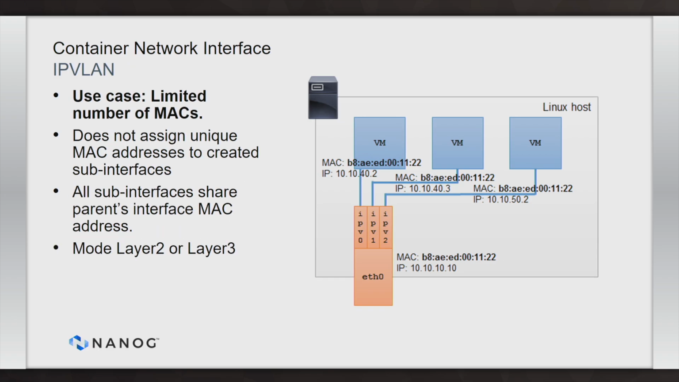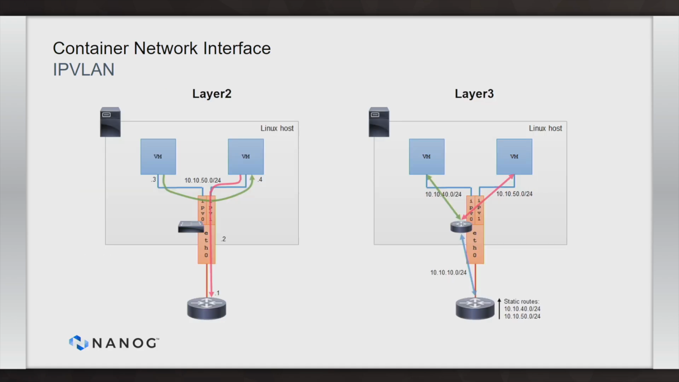You also have IPvLAN. If you don't care to create MAC addresses because you don't need them, you can just go and create secondary IP addresses only. And all the IPs are going to use the same MAC address, but again, you can also attach a specific VLAN ID to every IPvLAN and do the same thing.